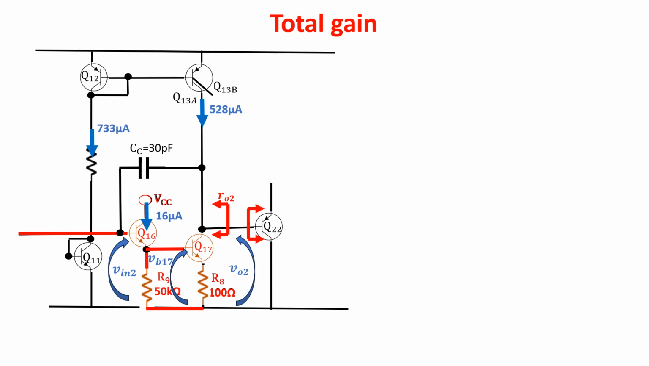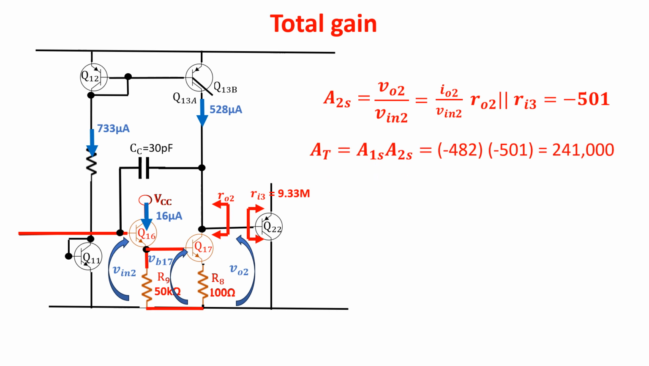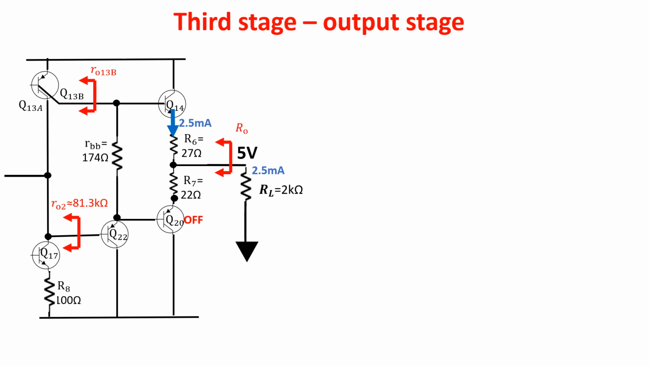Knowing the third stage input resistance, we calculate the second stage gain and the total gain, which is the product of the first stage and second stage gains, and it is equal to 241,000. Now we calculate the output resistance considering 2 kΩ load and a current of 2.5 mA flowing in Q14.